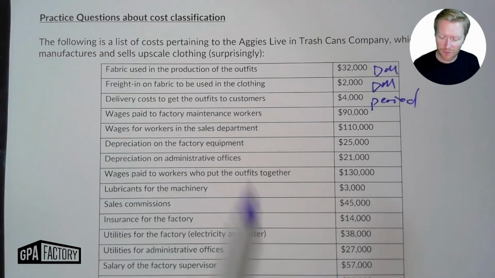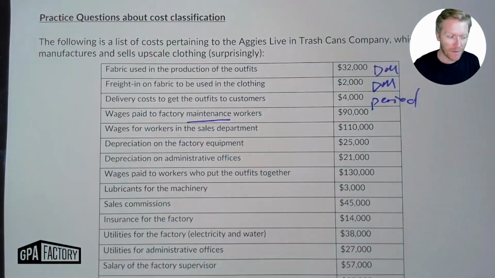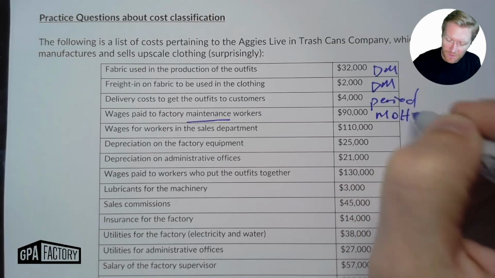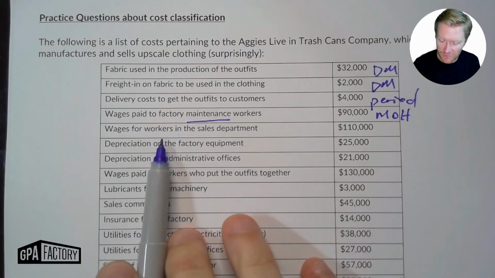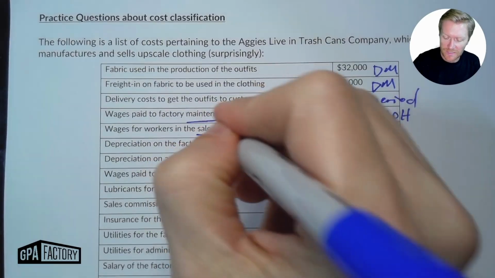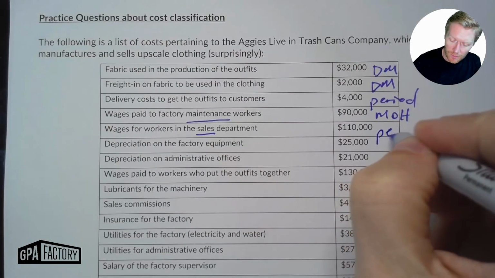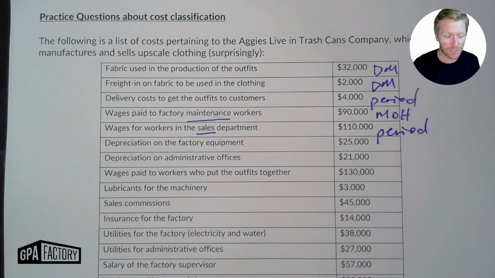Wages paid to factory maintenance. So it's maintenance workers, not the people that are actually putting together the garments. So this is going to be indirect labor. That's going to be manufacturing overhead. Wages for workers in the sales department. Sales, are they involved in actually producing or manufacturing the garments? Manufacturing the clothing? No. So those are going to be period costs. It's really like sales costs, marketing costs, all of that is going to be considered period costs.